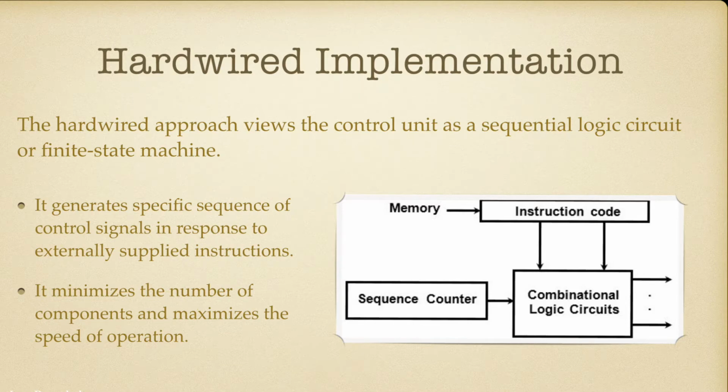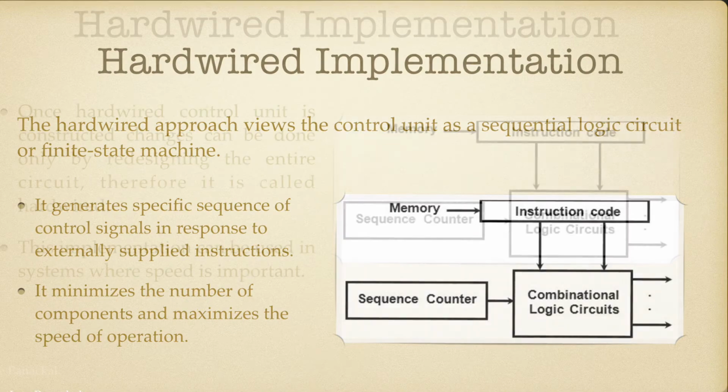You can see the configuration here. We have a combinational logic circuit, and to that we have input and we have a sequence counter, and based on the instruction given, it will produce some control signals.